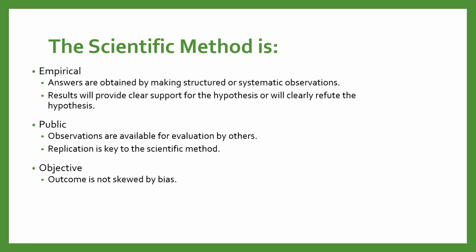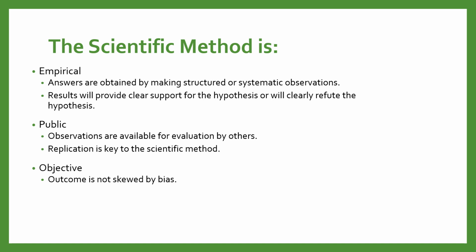So remember, I mentioned the empirical strategy, right, for generating knowledge. An empirical strategy is involved in the scientific method because observations are really important. So the scientific method involves observations and measurements of things that are happening in real time. And the results will provide either clear support for the hypothesis or will clearly refute the hypothesis, right? So you have an idea that you want to test, you measure it, you test it, and then you can make decisions based on that. The scientific method also should be public.